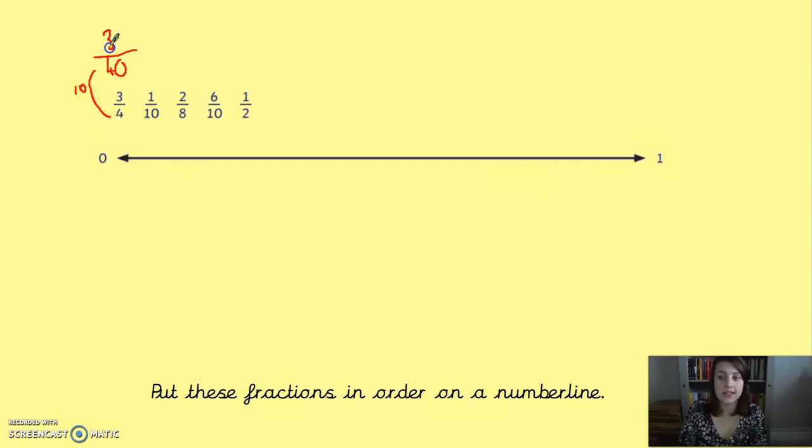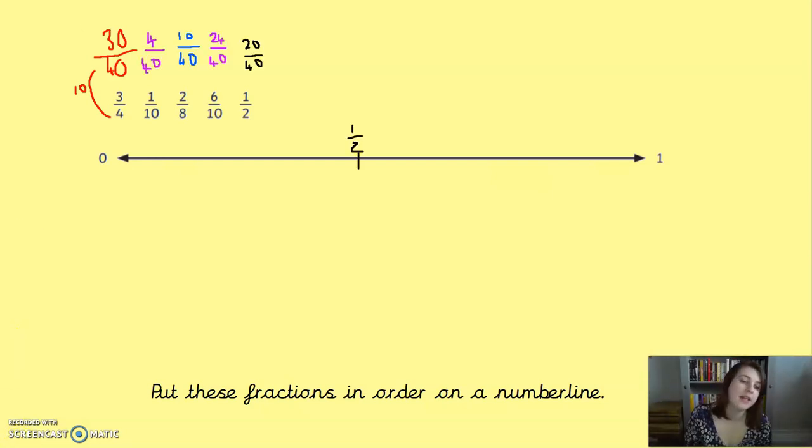So 3/4 is the same as 30/40ths. So now I want you to pause the video, turn them all into 40ths, and then have a go ordering them smallest to biggest on the number line. Okay, so hopefully you all made your fractions out of 40ths to be able to order and compare them on the number line. So if you have a look, I have made all my fractions 40ths above.